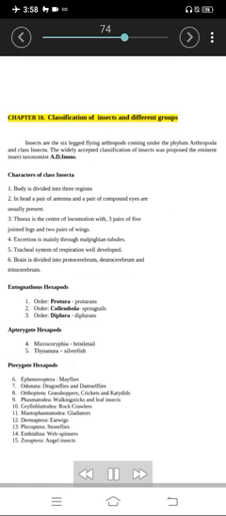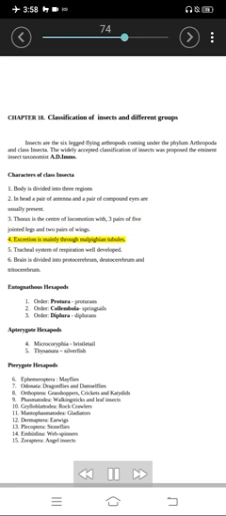Chapter 18. Classification of insects in different groups. Insects are the 6-legged flying arthropods coming under the phylum Arthropoda and class Insecta. The widely accepted classification of insects was proposed by the eminent insect taxonomist A. D. Imms. Characters of class Insecta. 1. Body is divided into 3 regions. 2. In head a pair of antennae and a pair of compound eyes are usually present. 3. Thorax is the center of locomotion with 3 pairs of 5-jointed legs and 2 pairs of wings.